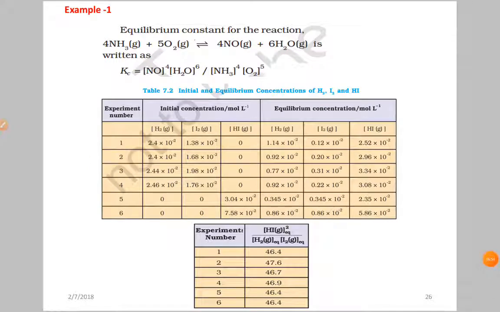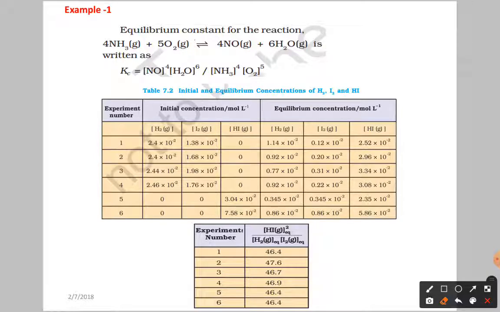Now let us see example number 1. This is the equilibrium constant for the reaction, okay. We have 4 moles of ammonia reacting with 5 moles of oxygen to give 4 moles of NO and 6 moles of H2O, okay. The double-headed arrow indicates that the reaction is at equilibrium.